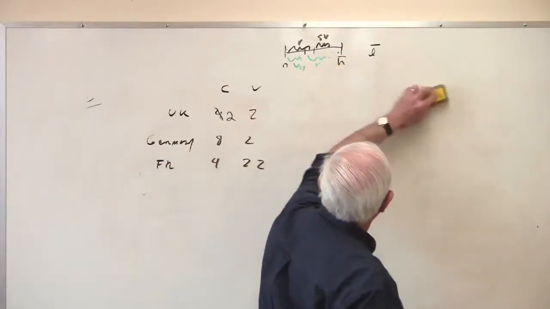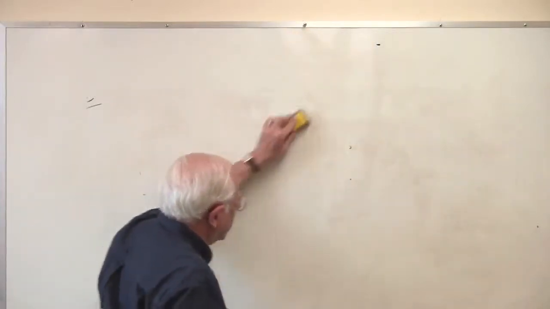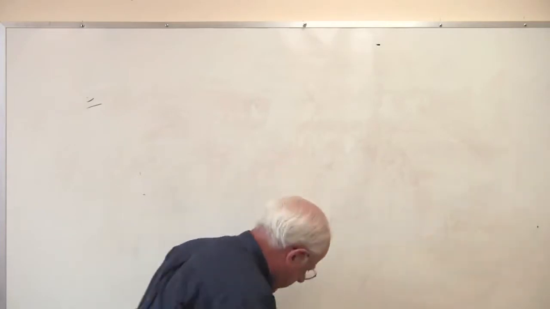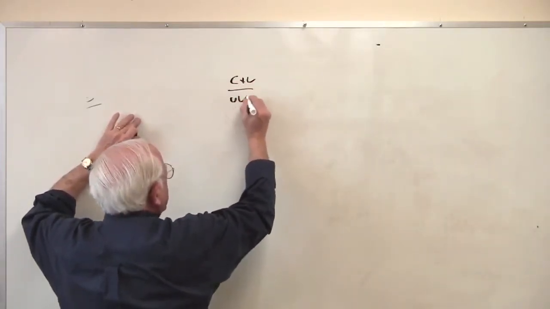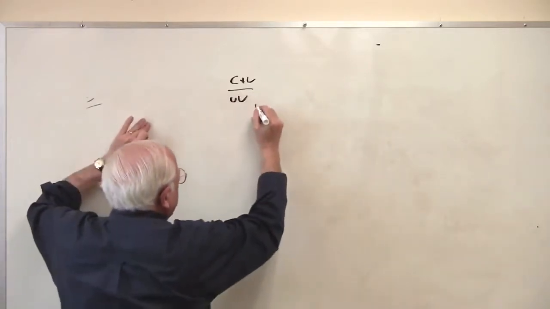Let me get this tableau away. And we've given the motivation now for two things. Okay, let me get that on the blackboard. C plus V divided by UV. So this is in UK now.